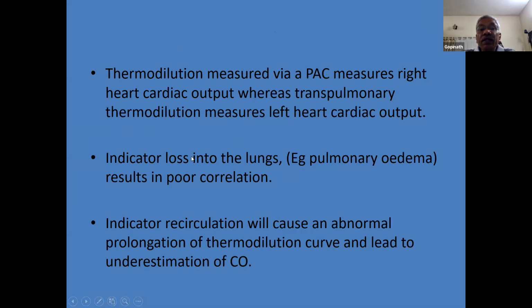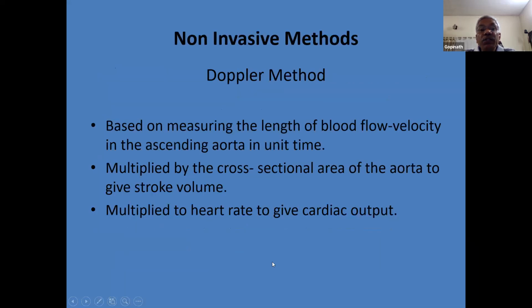There is indicator loss into the lungs. This can cause poor correlation, especially in pulmonary edema. If there is recirculation of the dye, this will also cause a prolongation of the curve, causing underestimation. So those are the invasive methods.